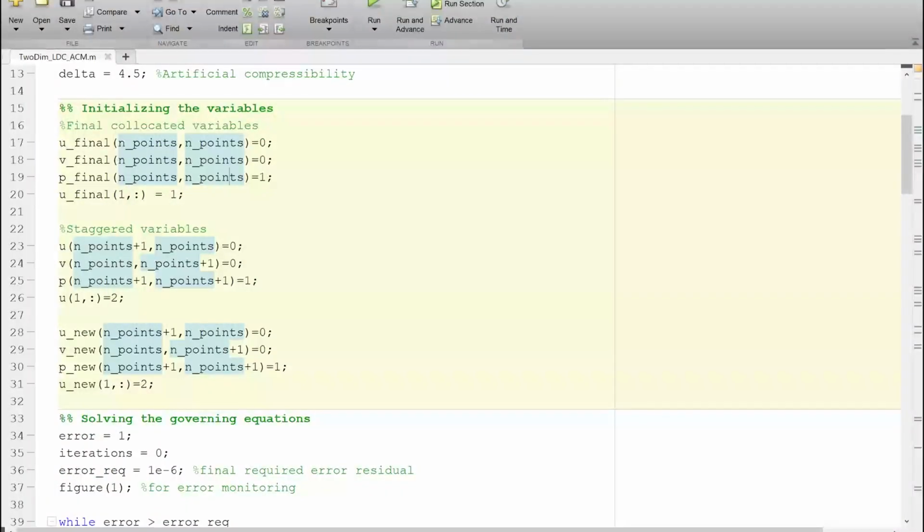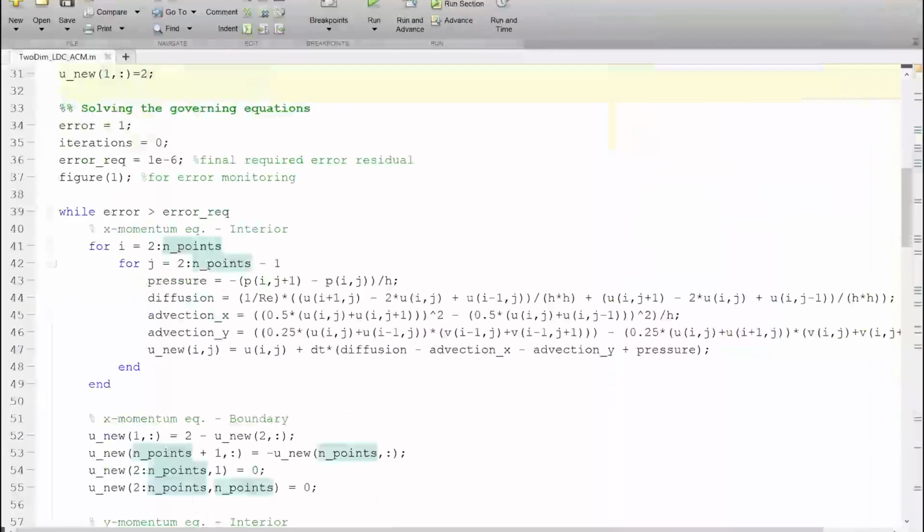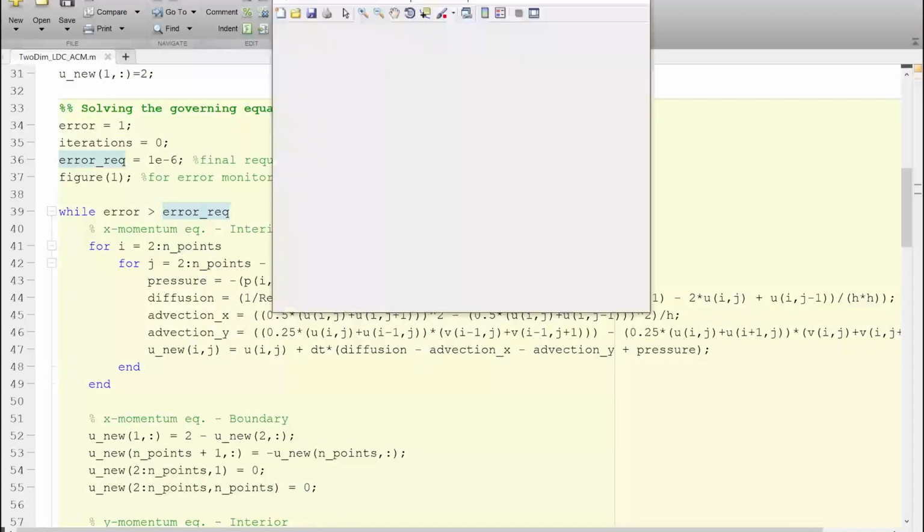So we'll initialize the variables. I'll go and show you that all the variables are indeed initialized. And finally, we'll start solving the governing equation. So this is figure 1, which would keep tracking the error here. The idea of this figure is to just graphically see how the error is evolving over time.